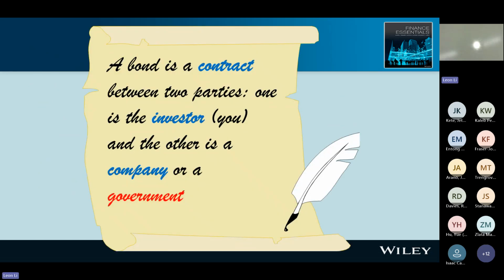For me, a bond is a contract, like a paper contract. It's a financial asset. A bond is a contract between two parties. One is the investor, for example, us. And the other is a company or a government. The company and the government are the bond issuer, and the investor is the bond buyer.